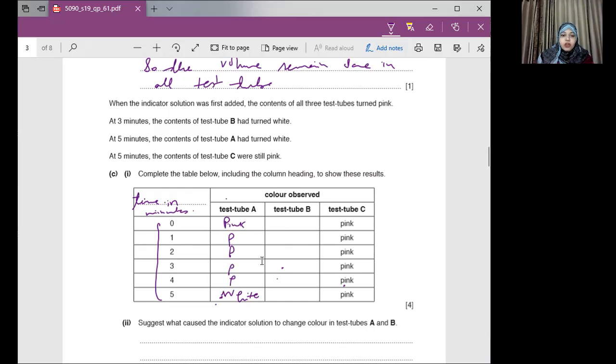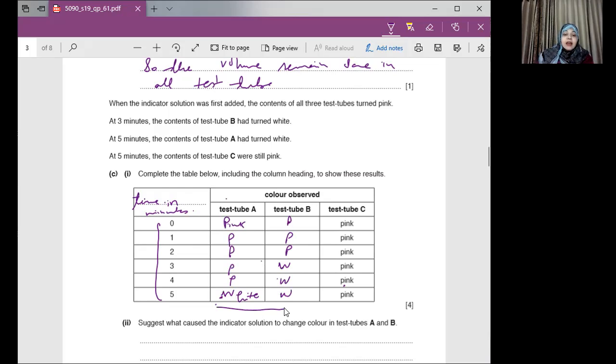After 3 minutes, the content of the test tube turned white. So it is white. This is white. This is white. And the first is pink, pink, and pink. Okay, so what caused the indicator solution to change color in test tube A and B?